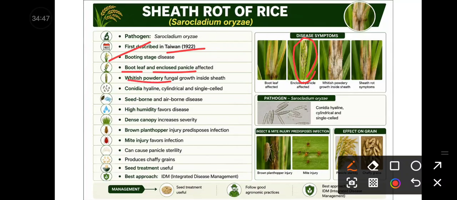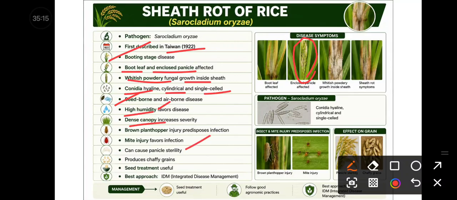So white powdery fungal growth inside the leaf sheath. So conidia is hyaline. Then cylindrical, single celled. It is seed borne and airborne. High humidity favors the disease. High humidity favors means obviously dense canopy increases the severity. Then brown plant hopper injury predisposes the infection. Then mild injury also favors the infection.